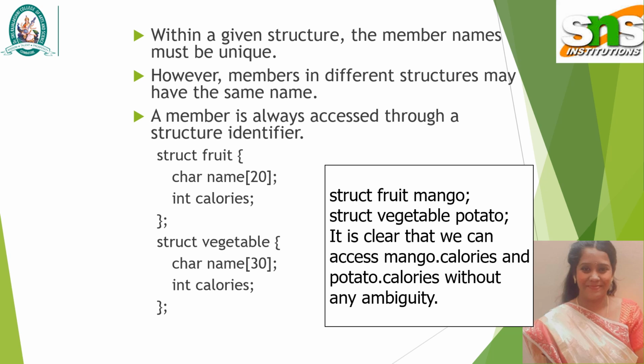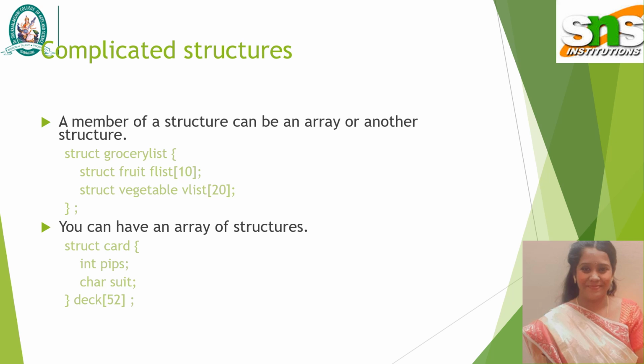In a given structure, the member names must be unique. However, members in different structures may have the same name. A member is always accessed through a structure identifier. For example, struct fruit: char name, int calories. Struct vegetable: char name, int calories. Then there are complicated structures: a member of a structure can be an array or another structure. You can have an array of structures too.